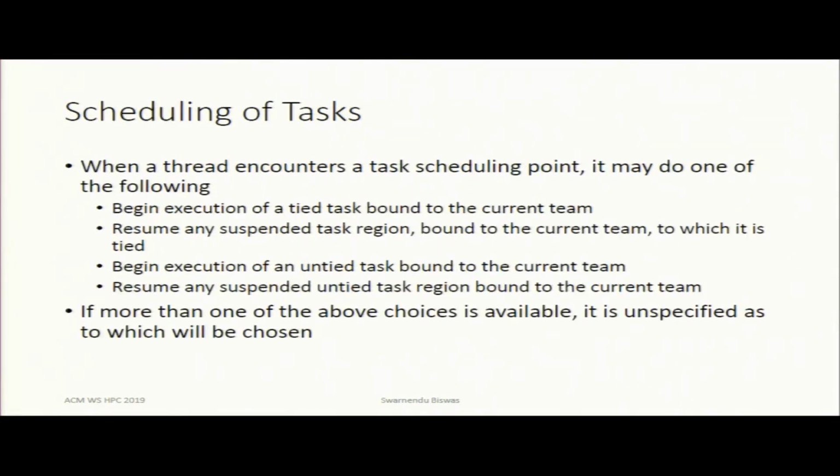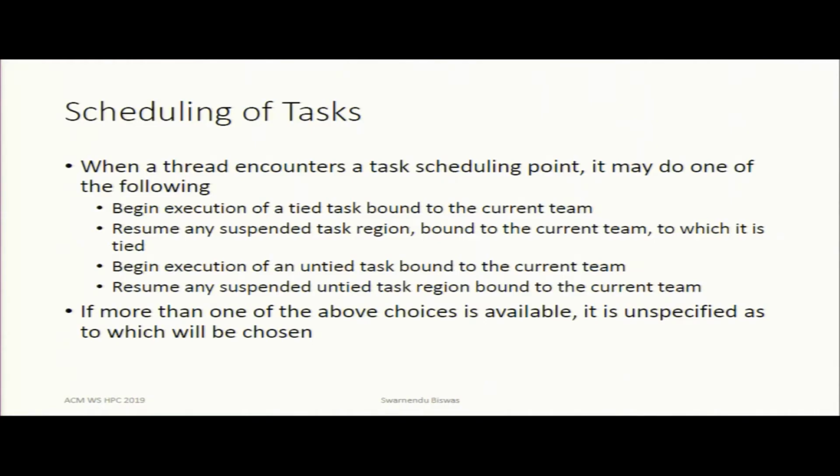So when a thread encounters a task scheduling point, it may do one of the following. What are some of the ideas? Well, at least one idea could be it can go and try and execute a different task. Very simple. So there are certain conditions.